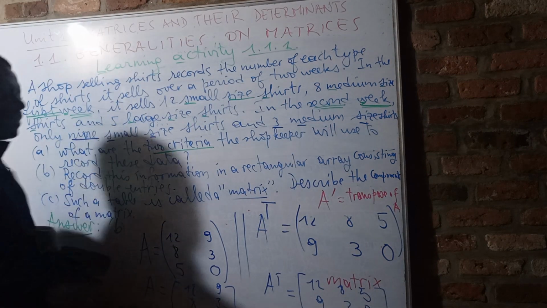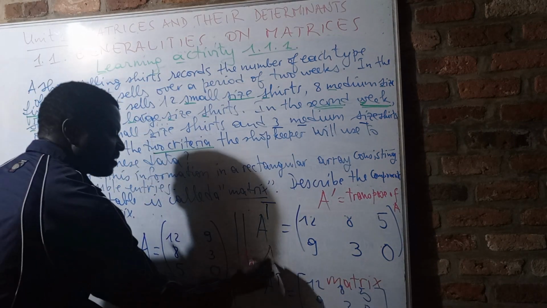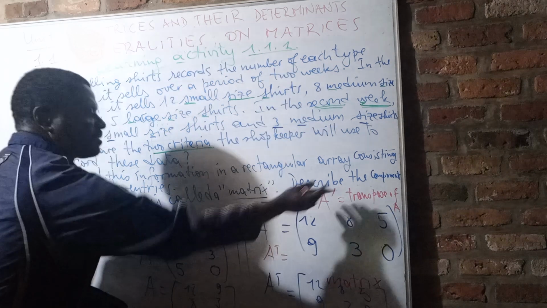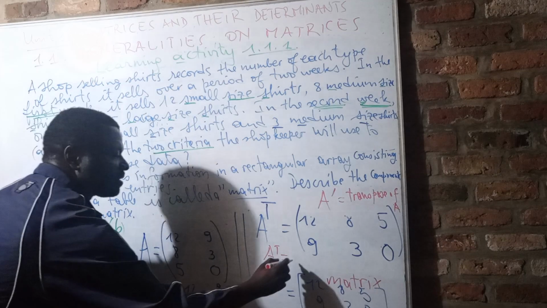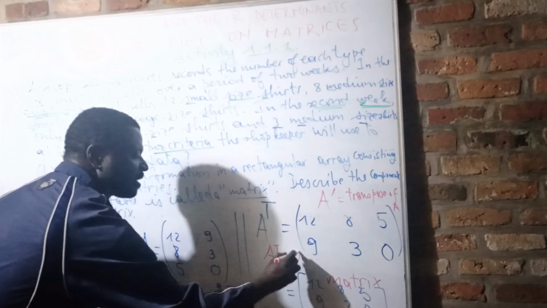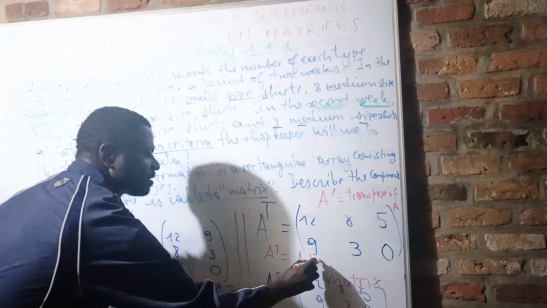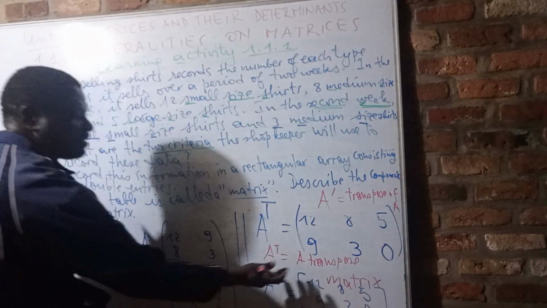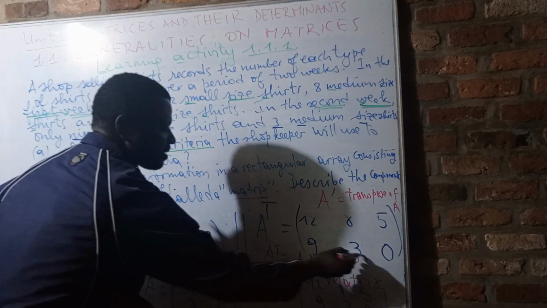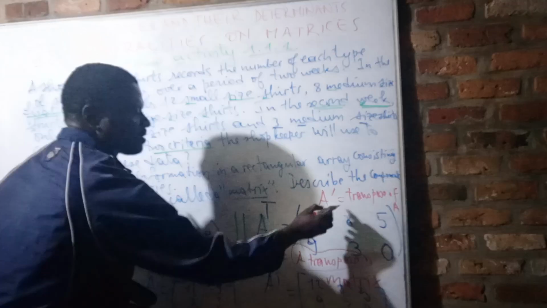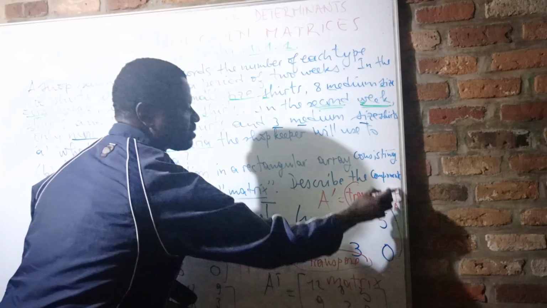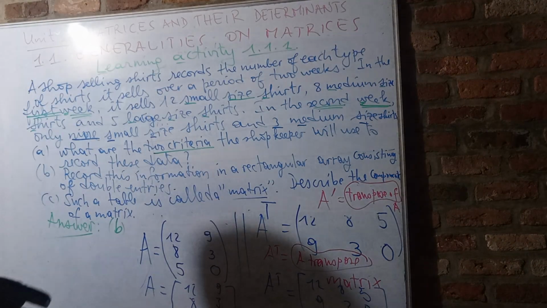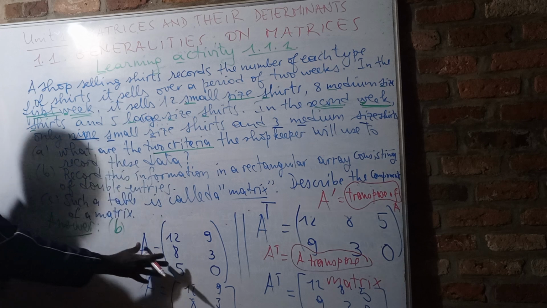Also, this transpose is said in a similar manner. It is A transpose. So it can be read in two ways, either A transpose or transpose of A, the transpose matrix of this one.